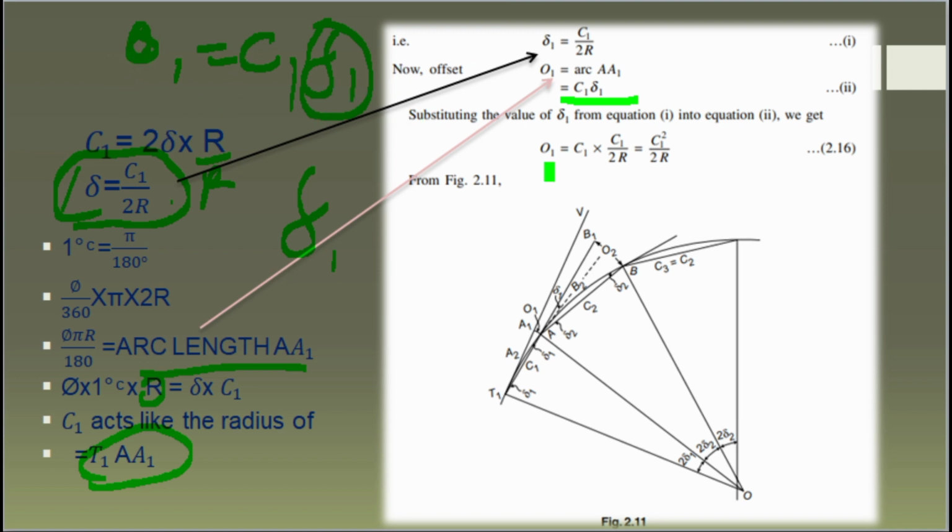So our offset 1 will be equal to C1 multiplied by the value that we had earlier, represented by the deflection angle that we had calculated, and our final answer becomes, our offset 1 will be equal to C1 multiplied by C1, that becomes C1 squared over 2R, and that is our first formula. So offset 1 is equal to C1 squared over 2R. That is the main formula that we will be using in calculating the offsets from the chord produced.